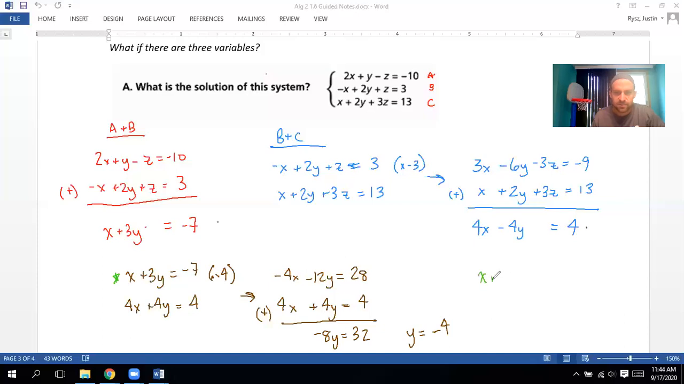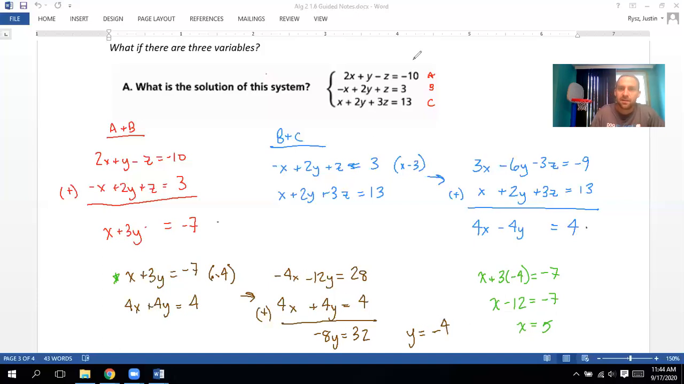So x plus 3y, or 3 times negative 4, would equal negative 7. So x, let's see, minus 12 would equal negative 7. What would x have to equal? Add that over, that would be 5. So now we've got x, now we've got y, we've got to find z.